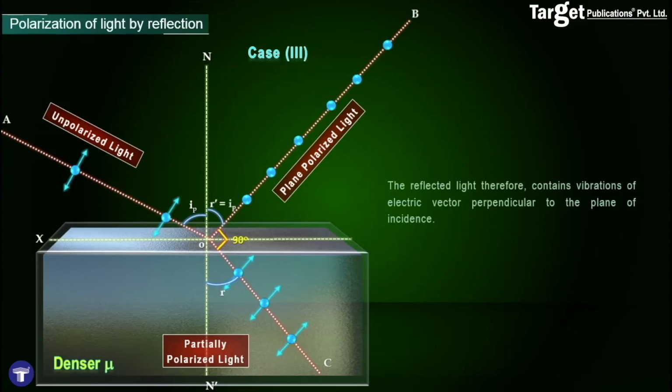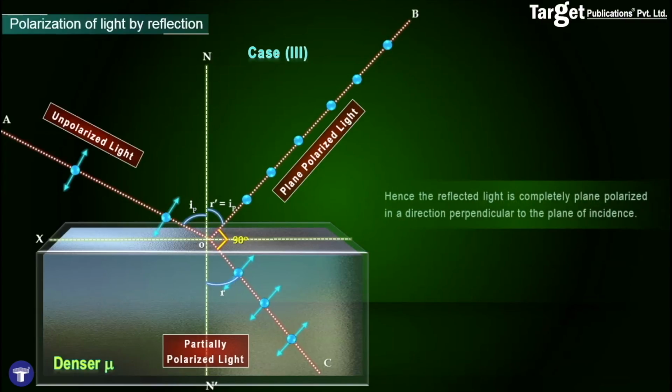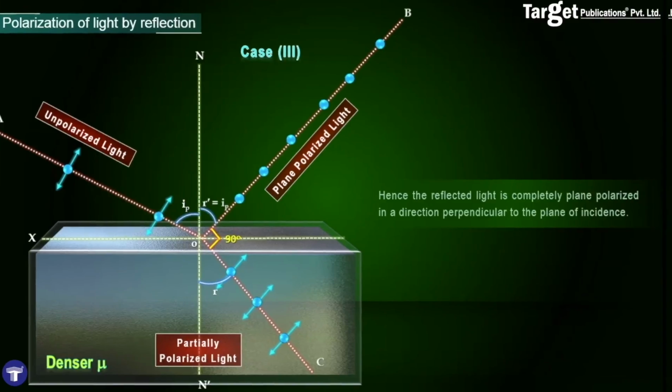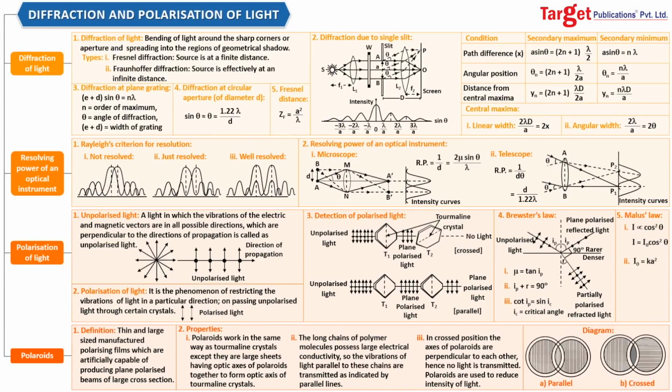At the polarization angle, it is also important to note that the angle made by the reflected ray and the refracted ray is 90 degrees, and this is Brewster's law. So this means that the reflected light is completely plane polarized in a direction perpendicular to the plane of incidence at the Brewster's angle or at the polarizing angle. Thus, we have shown that polarization of light can also be obtained by the phenomenon of reflection at the polarizing angle. So this completes all the topics that I want to talk about under the umbrella of diffraction and polarization of light. I hope you enjoyed this video.